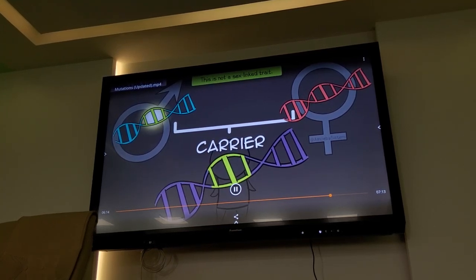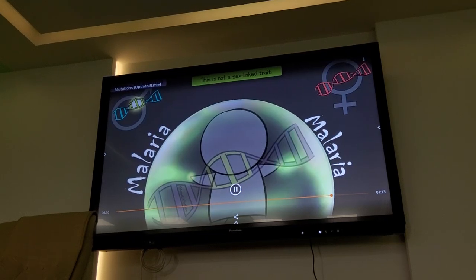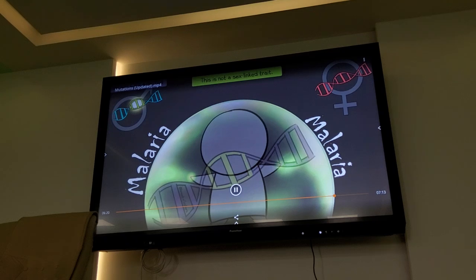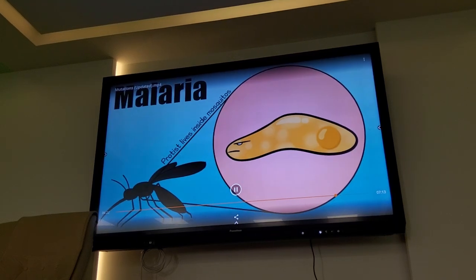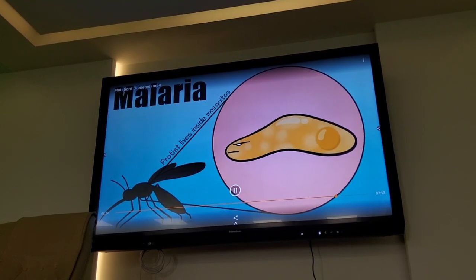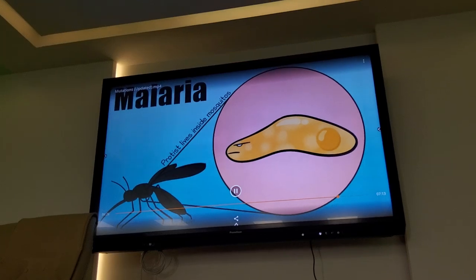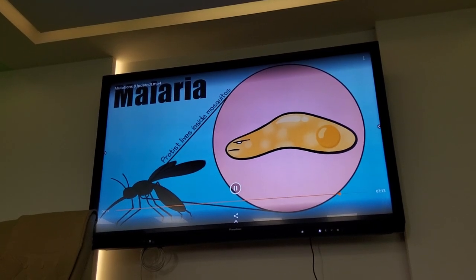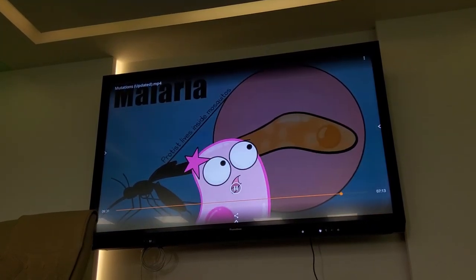Usually they do not have symptoms, but those that are carriers appear to have a protective factor against malaria. Malaria is a disease caused by a protist that can be transmitted by mosquitoes. These individuals can still get malaria, but their symptoms are often less severe.